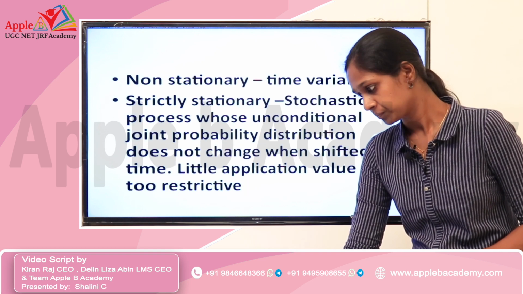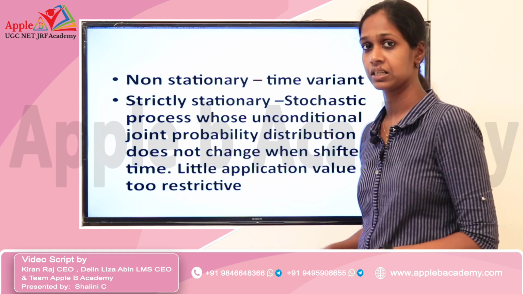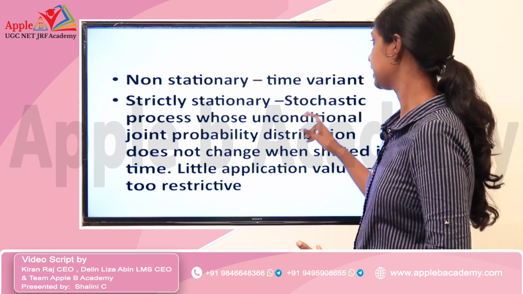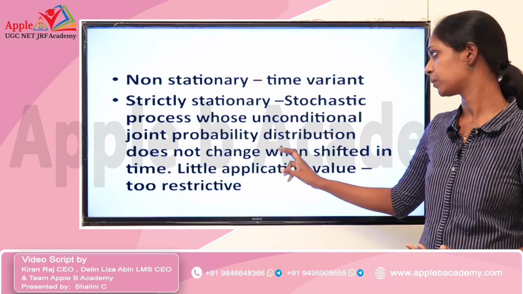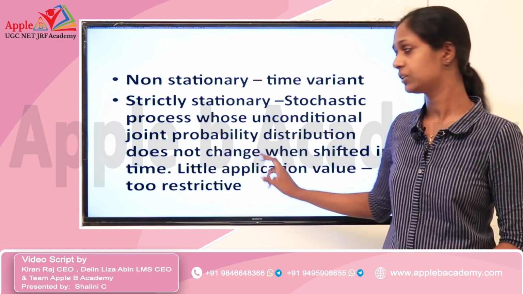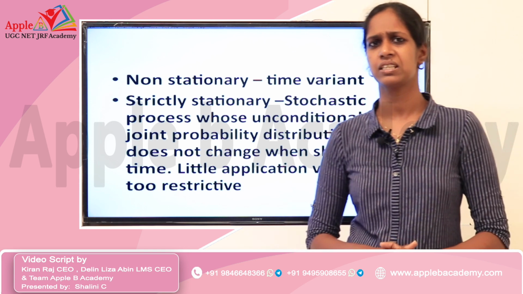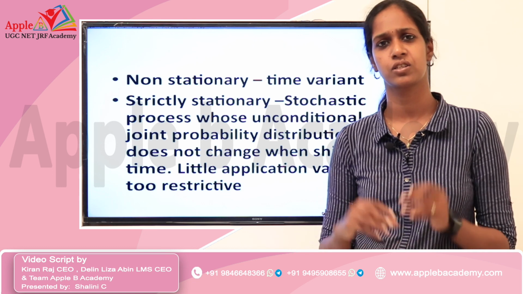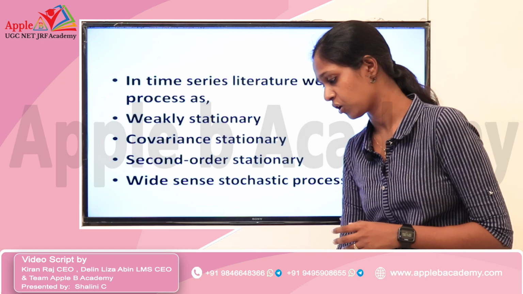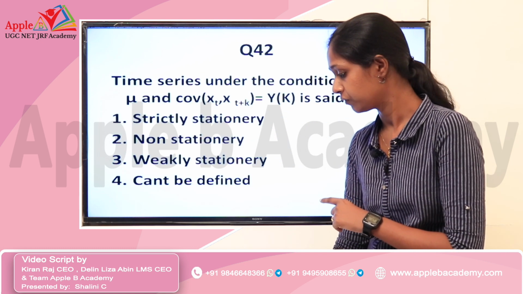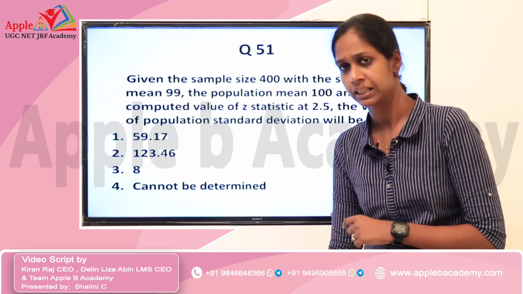On the contrary, if it was non-stationary, it would be time variant, and if it was strictly stationary, it would be a stochastic process whose unconditional joint probability distribution does not change when shifted in time. But a strictly stationary process has very little application in time series because it is too restrictive. So, the answer for this question would be option 3, weakly stationary. Now, let us look at the next question.